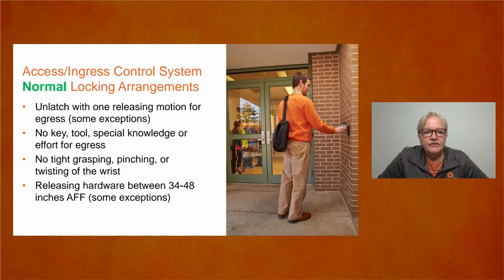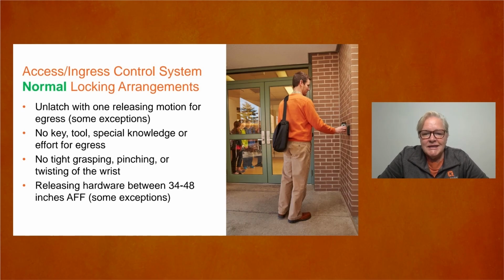So these are doors where there's usually a reader on the outside to release the hardware for ingress or access, but egress is not affected by the electronics of the system. So the doors meet the same requirement as doors with mechanical locking hardware, like as shown here on the slide. They unlatch with one releasing motion without a key, tool, special knowledge, or effort, with no tight grasping, pinching, or twisting of the wrist. And then the releasing hardware has to be mounted between 34 and 48 inches above the floor. There are some exceptions to that.